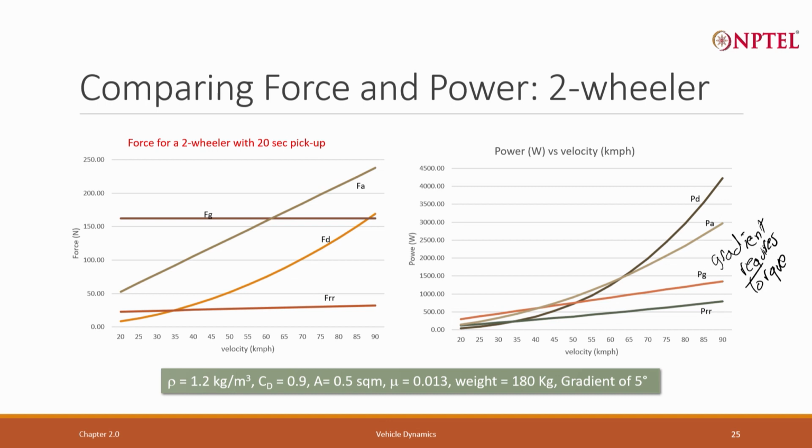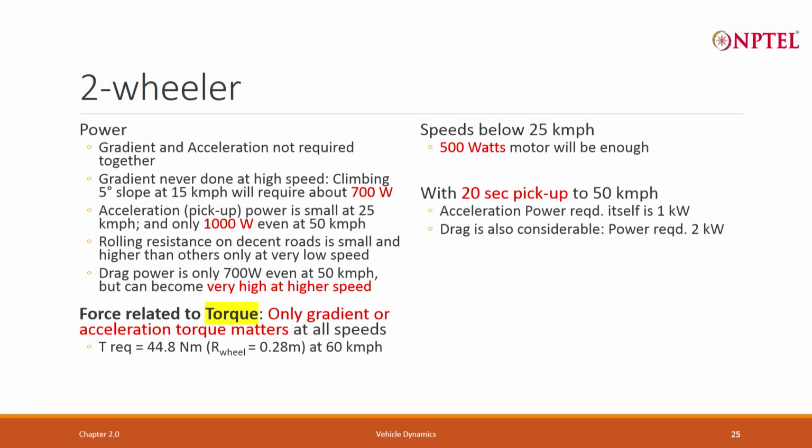So, actually the two wheelers which are limited to 25 kilometer per hour, a 700, 800 watt motor is very often put, below a kilowatt, 500 to 700 watts. But if I go to 50 kilometer per hour, the situation changes. At 50 kilometer per hour, the acceleration alone is 1 kilowatt, drag and other things are also considerable. So, you will require about 2 kilowatt.